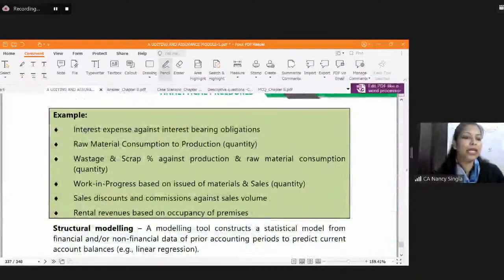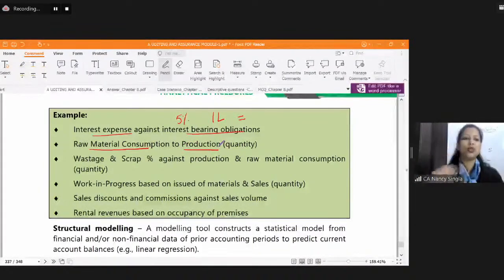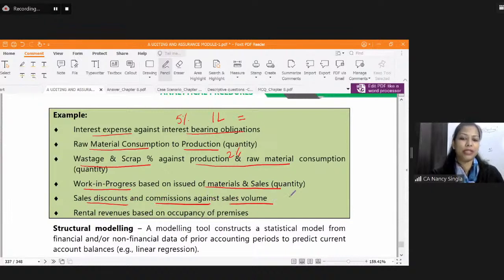What is the example? Let us just see. Interest expense against interest bearing obligations. You know that 5% is the interest, 1 lakh is the loan. So you will calculate that this much should be the interest. Same way, raw material consumption to production, you can estimate that this much should be there. Same way, wastage or scrap percentage to production and raw material. That 2% wastage happens, so this is reasonable. Same work in progress based on issues of material and sales. Sales discount commission against sales volume. The auditor knows that 2% commission goes and 1 crore is the sales, so commission amount should be near to this. Then rental revenue with respect to occupancy of premises. Then what is the last?